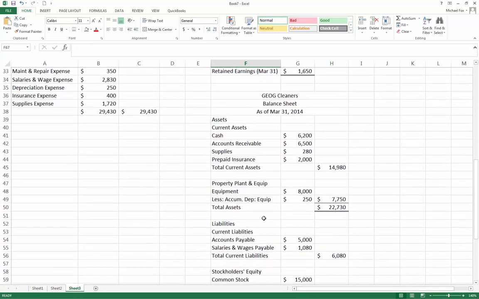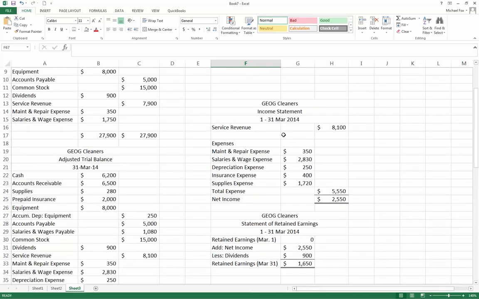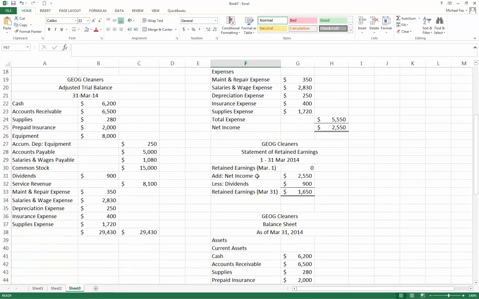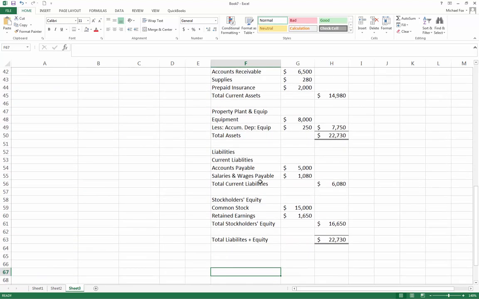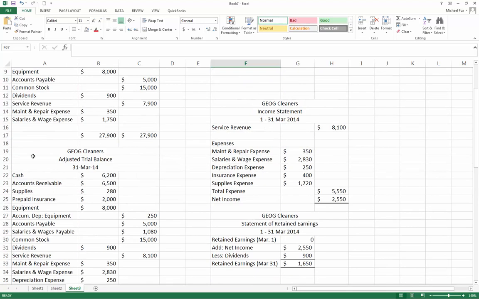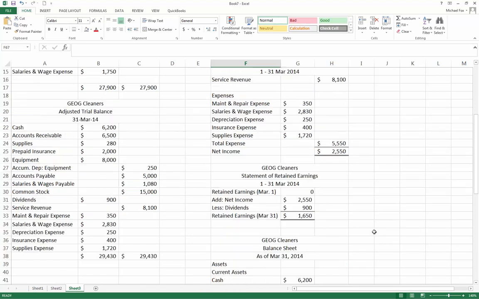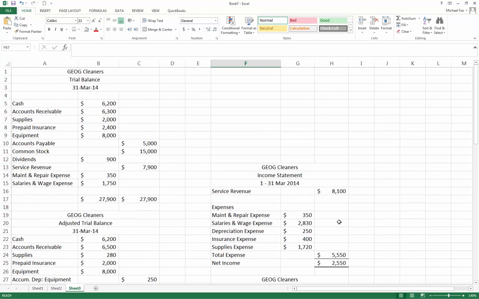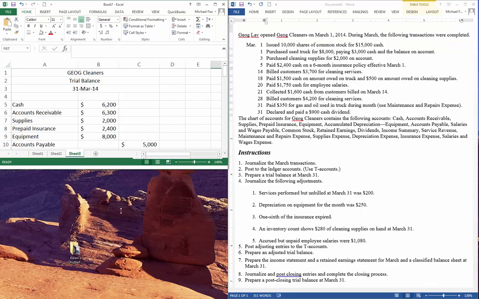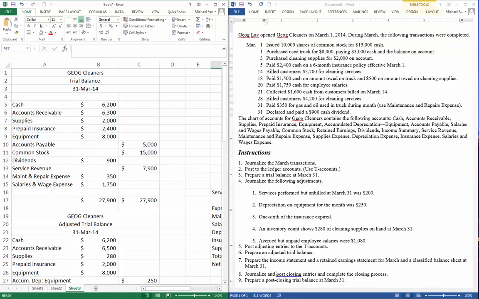All right, so we did an income statement, a statement of retained earnings, and a balance sheet. And really all we had to do is pull the information off of the adjusted trial balance, with the exception of the retained earnings, which we had to pull from the statement of retained earnings because we calculated it. Okay, so that is the end of that part of the process. I told you this was a big honking problem. All right, so that was number 7.